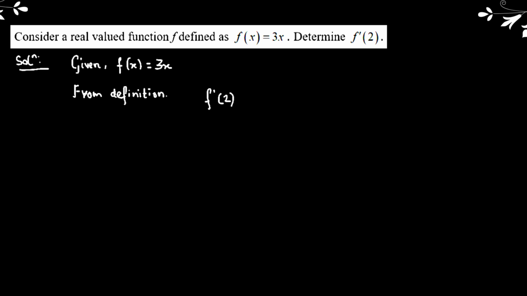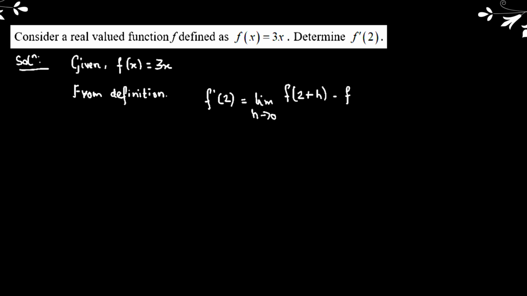Consider a real valued function f defined as f of x is equal to 3x. We need to determine the value of f prime of 2. Here we have the function f of x equals 3x. From the definition, f prime of 2 is equal to the limit as h tends to 0 of f of 2 plus h minus f of 2, all divided by h.